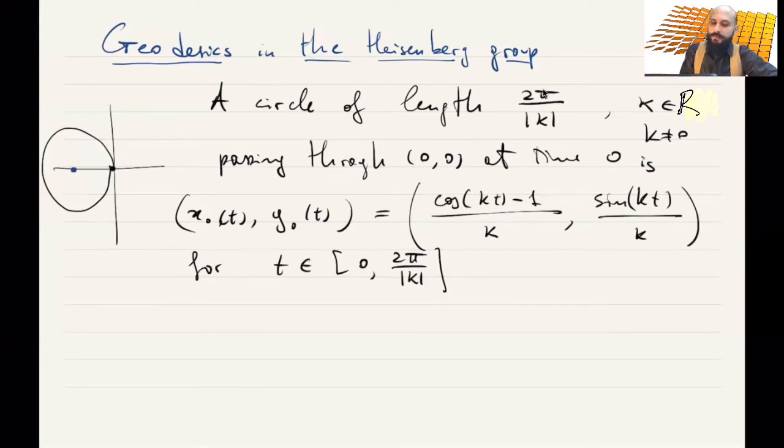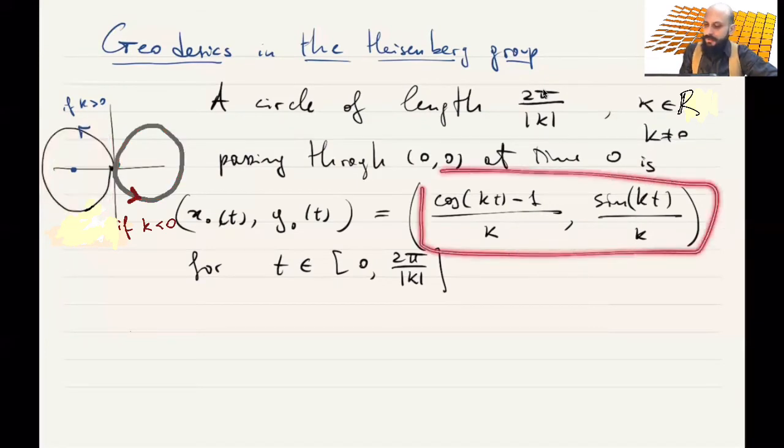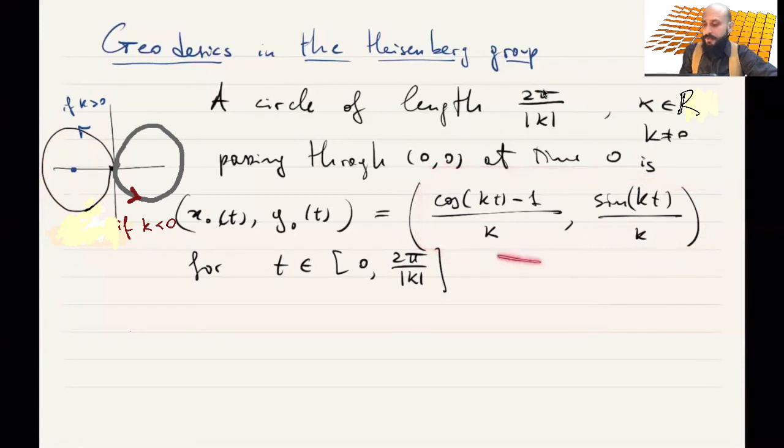Now, if k is positive, then we are parametrizing this way. So if k is negative, we're going in the other direction. So for k positive, we are going to enclose positive area. For k negative, we are going to enclose negative area. And actually, this can also be understood in the limit case when k is equal to 0. When k is equal to 0, this degenerates to a straight line.